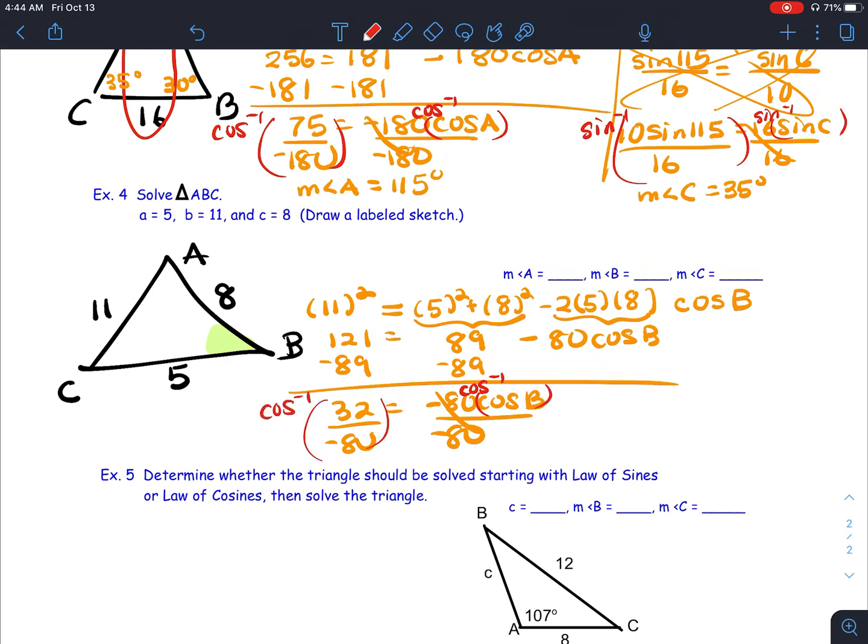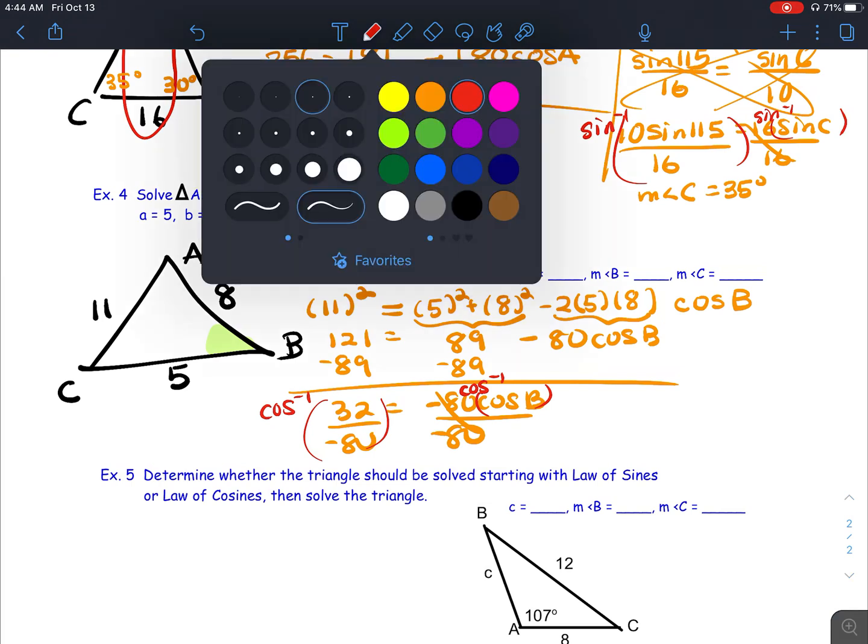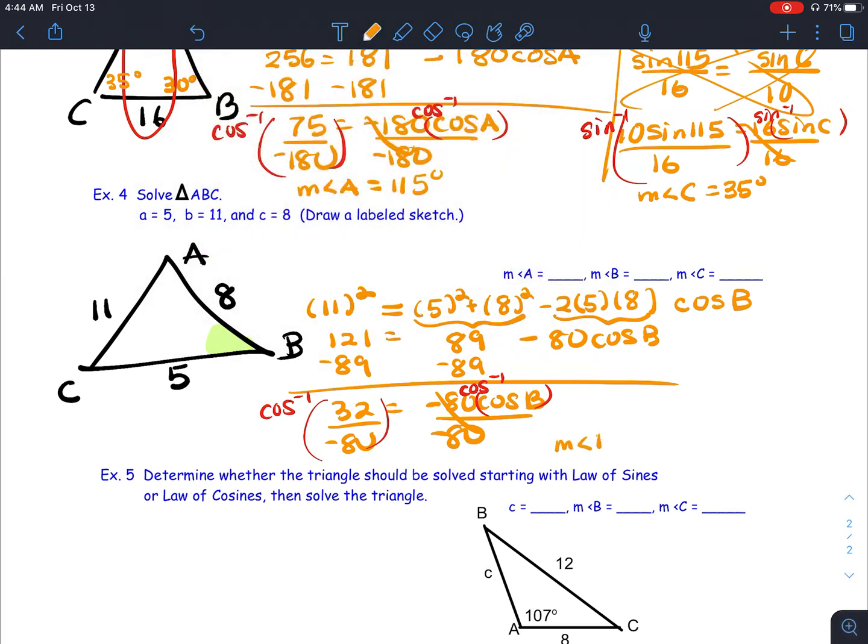All right, so let's see here. Inverse cosine. That gives us the measurement of angle B is going to be about 114 degrees. All right, well, that is definitely the biggest angle.